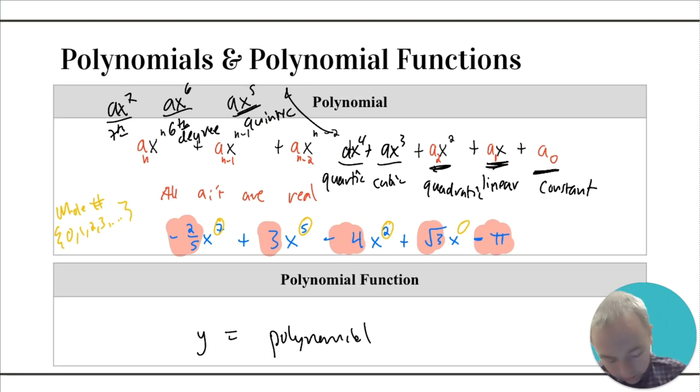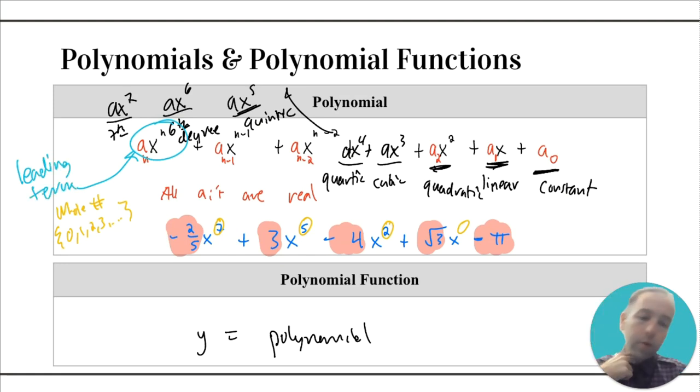The other thing you want to know about is this term right here, the one that has the highest exponent, which is always known as the leading term of the polynomial. So it's always the one with the highest exponent, which makes the number a in front of the leading term known as the leading coefficient, because it is the coefficient of the leading term.